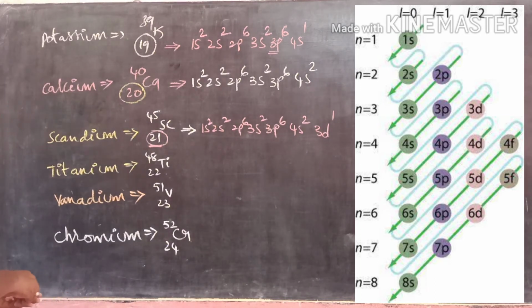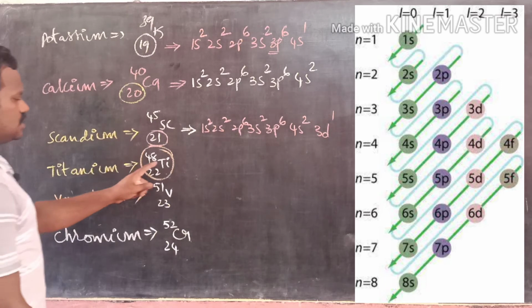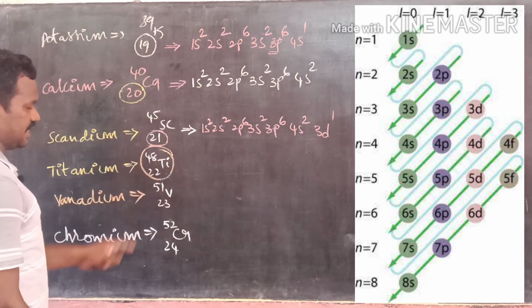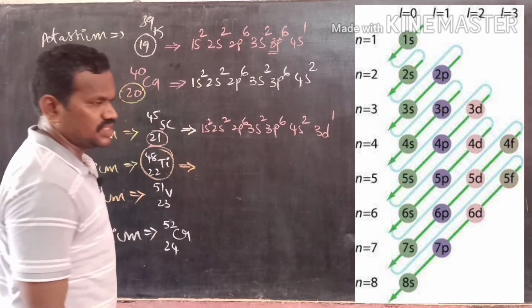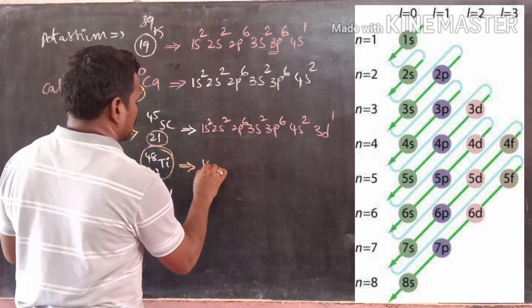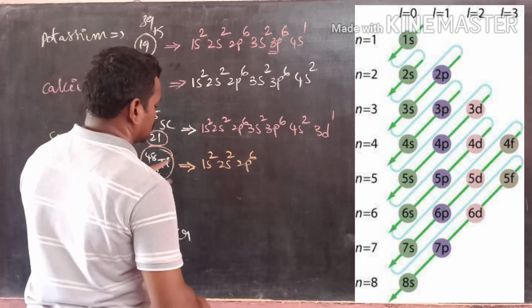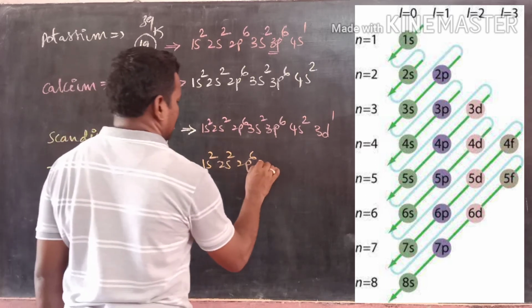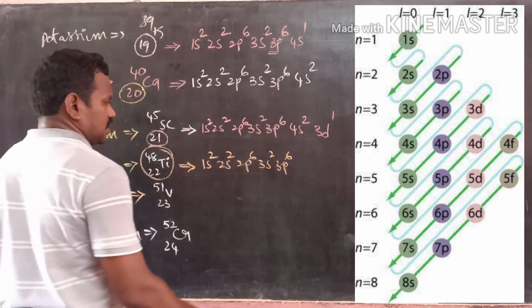Now let us come to titanium, where the general representation is Ti 48, atomic number 22. This means it contains 22 protons and 22 electrons. Now these 22 electrons fill 1s2, 2s2, 2p6. Till now 10 electrons are completed. 3s2, 3p6. 18 electrons are over.